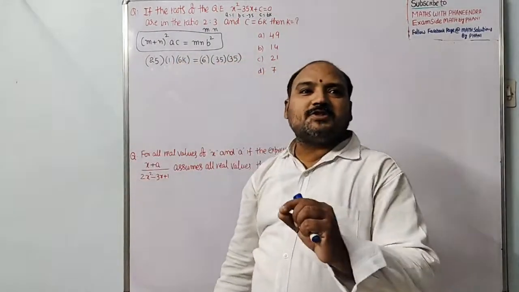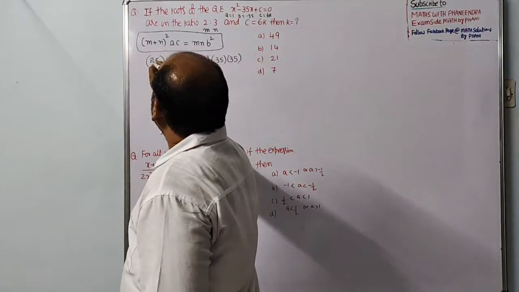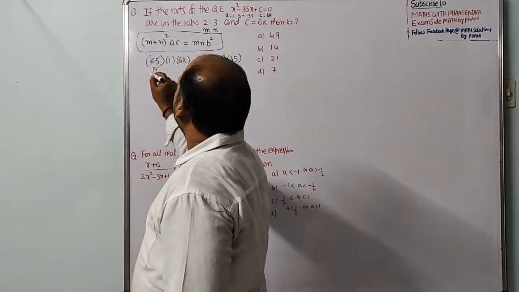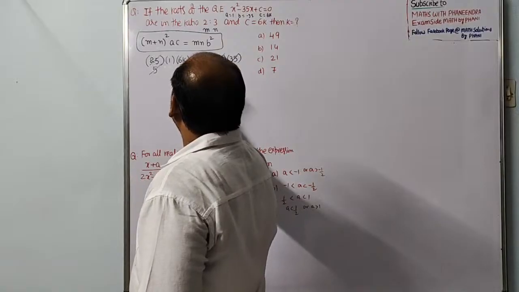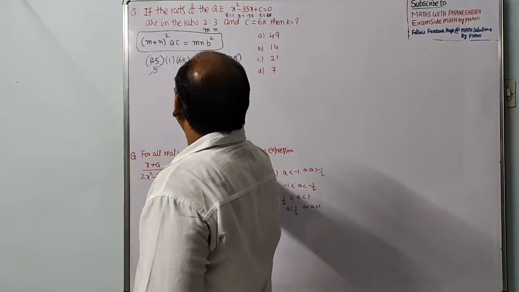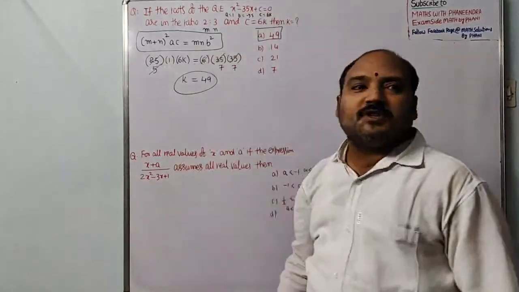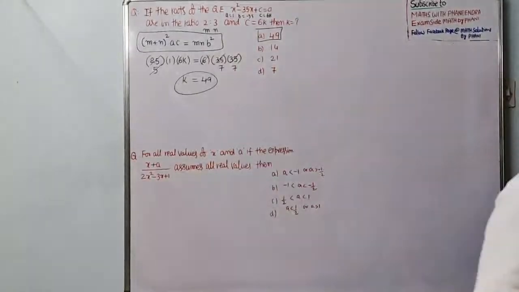So first, on both sides, 6 you have to cancel. Next, 5 5s are 25, 5 7s are 35. Here k is remaining, k is equal to 7 into 7 which is 49. It is there in the first option, dear students. We'll move to another set of questions.